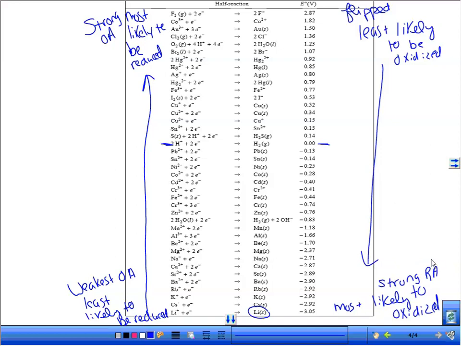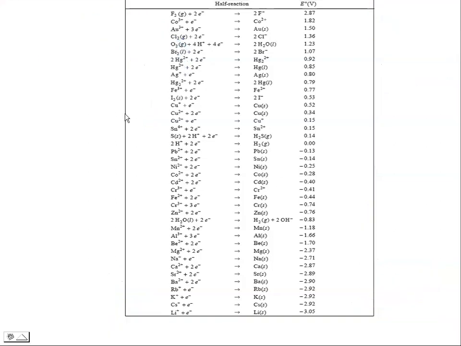Sorry about that. So the type of questions that are on the worksheet would be something like this. If I gave you Cl2, and I said, is Cl2 a strong oxidant, weak oxidant, a strong reducing agent, or a weak reducing agent? Well, since it's over on this side, it's actually a strong oxidizing agent. And we got a knock on the door, so hold just a second.